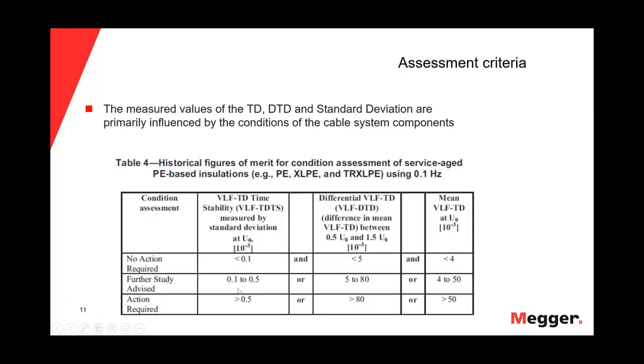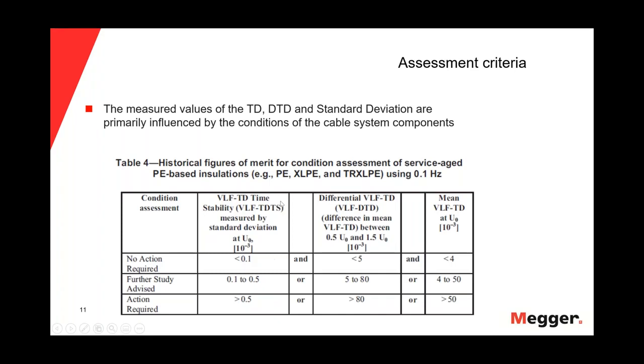The assessment criteria: the measured values of the TD, DTD, and standard deviation are primarily influenced by the conditions of the cable system components. Table 4 gives the historical figures of merit for condition assessment of service-aged PE-based installations, e.g. PE, XLPE, and TR-XLPE, using 0.1 hertz. This is the table in 400.2. As you see on the left, it's condition assessment: no action required, further study advised, and action required.